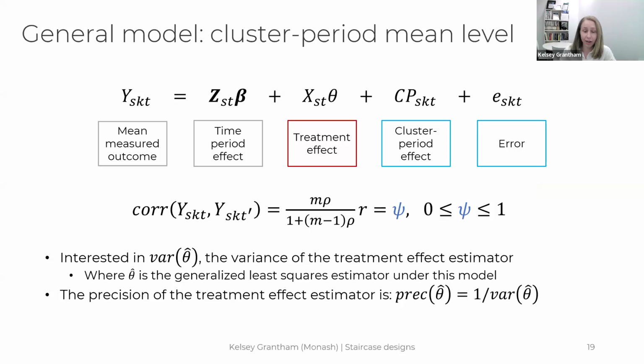Of course, the parameter of most interest in this model is the treatment effect, denoted by theta. In order to understand the efficiency of staircase designs, we need to work with the expression for the variance of the treatment effect estimator, which is a key ingredient of sample size and power calculations. And we've taken the standard approach to obtaining a treatment effect estimate, which is with generalized least squares. We will also later see expressions for the precision of the treatment effect estimator, and this is just the reciprocal of the variance.